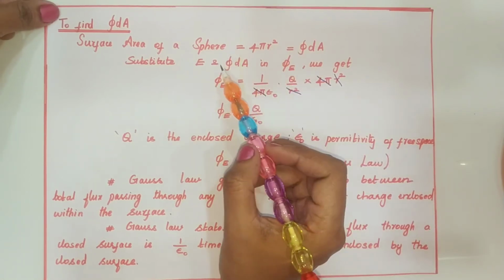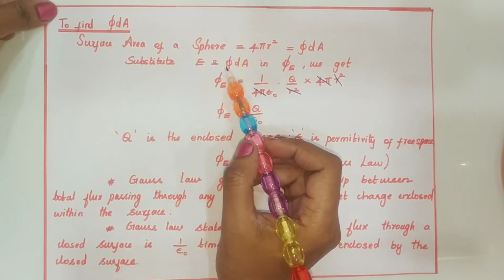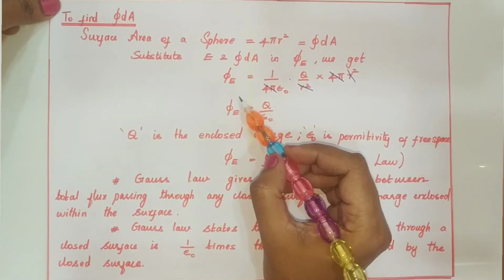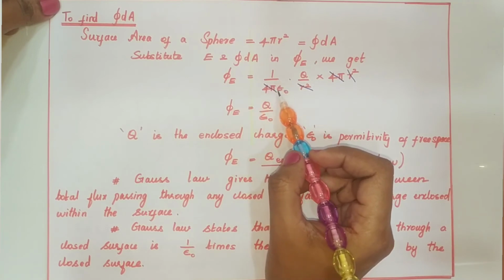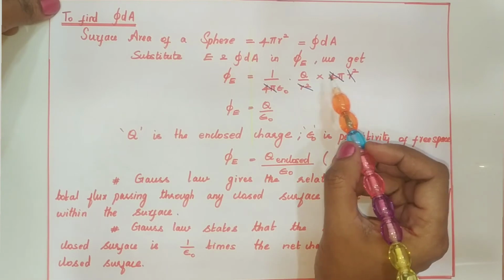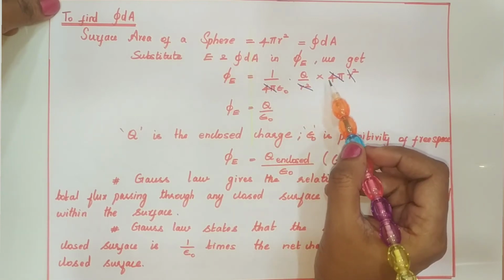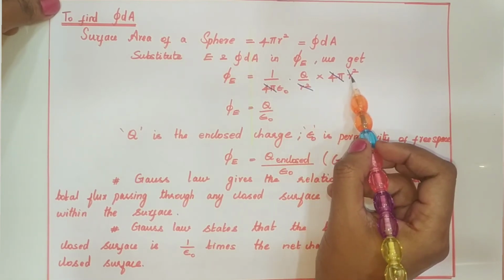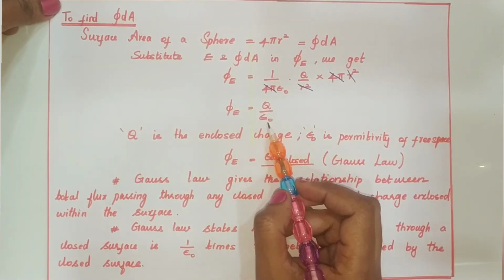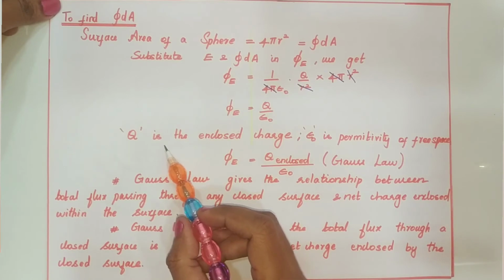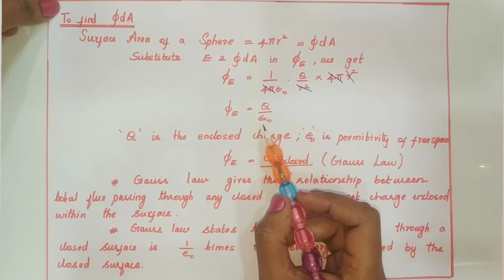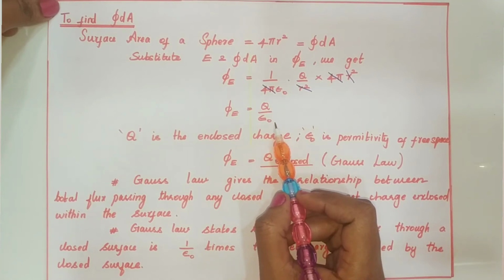Okay. So we are going to substitute the expressions for E and closed integral dA in the electric flux expression. What we get? Phi E is equal to 1 by 4 pi epsilon naught Q by R square into 4 pi R square. Here 4 pi and 4 pi get cancelled and R square gets cancelled, and flux phi E becomes Q by epsilon naught. Here the Q is nothing but the enclosed charge and epsilon naught is the permittivity of free space.